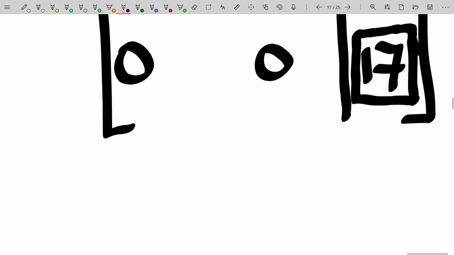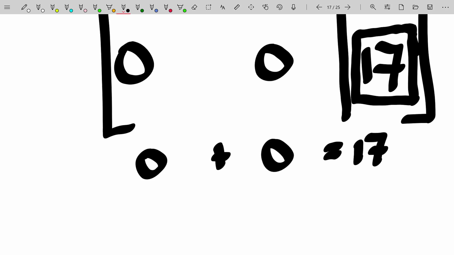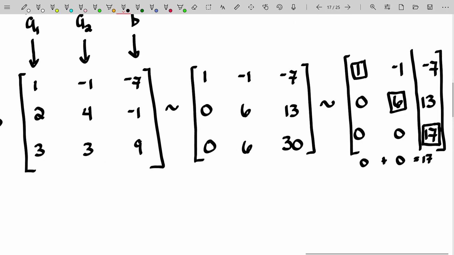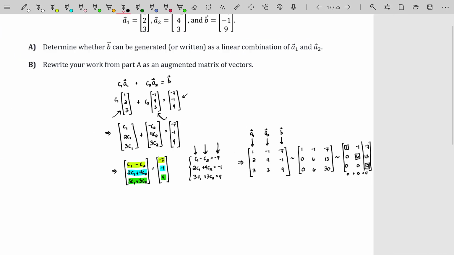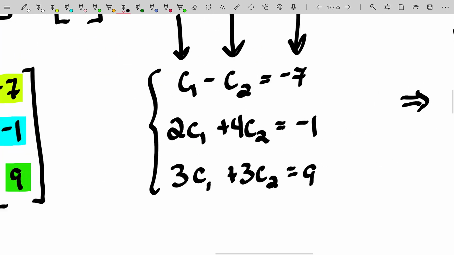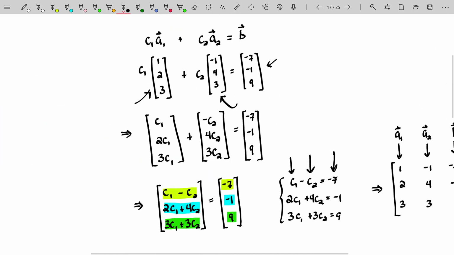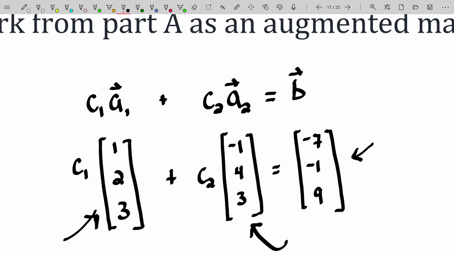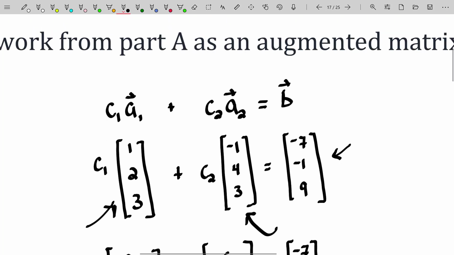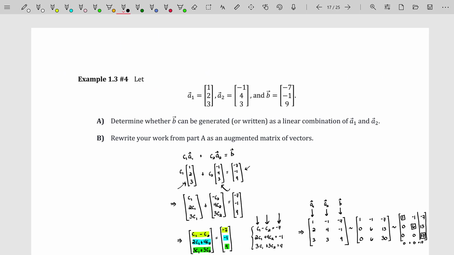Again, that's because you're essentially saying 0 of those C1s plus 0 of those C2s is equal to 17. And that's a big no-no. That doesn't happen, right? That breaks the world. So we know this system is inconsistent, which means there's no solution to this linear system, which means there's no solution to this vector equation, which means there are no weights C1 and C2 such that C1 times the vector a sub 1 plus C sub 2 times the vector a sub 2 will ever equal b. That is, b cannot be a linear combination of those two vectors a sub 1 and a sub 2.